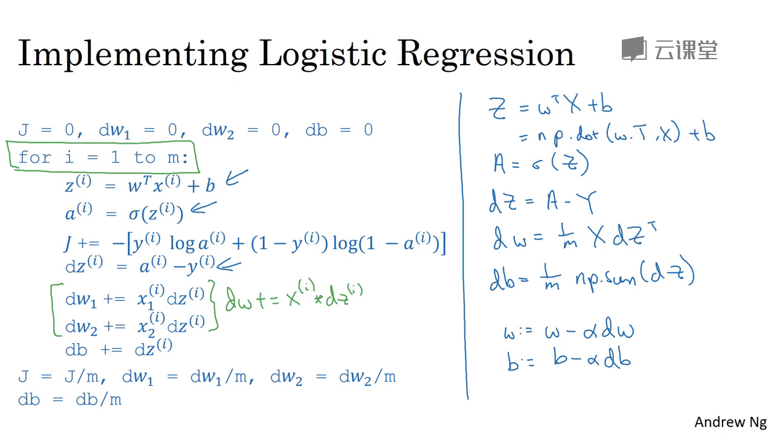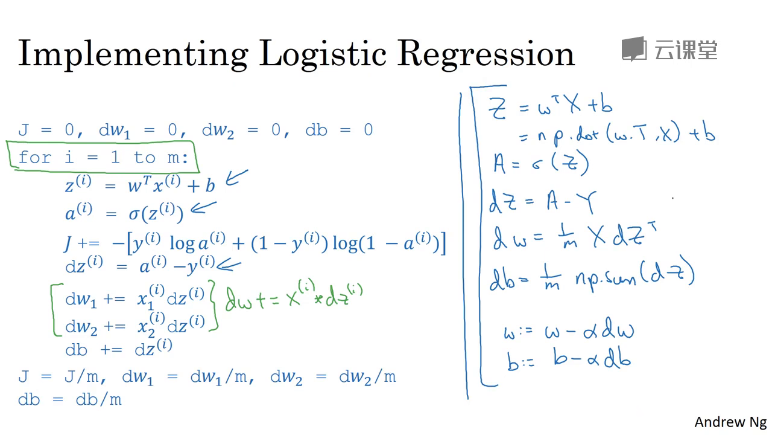Sometimes people put colons there to denote this as assignment, but I guess I haven't been totally consistent with that notation. But with this, you've just implemented a single iteration of gradient descent for logistic regression.